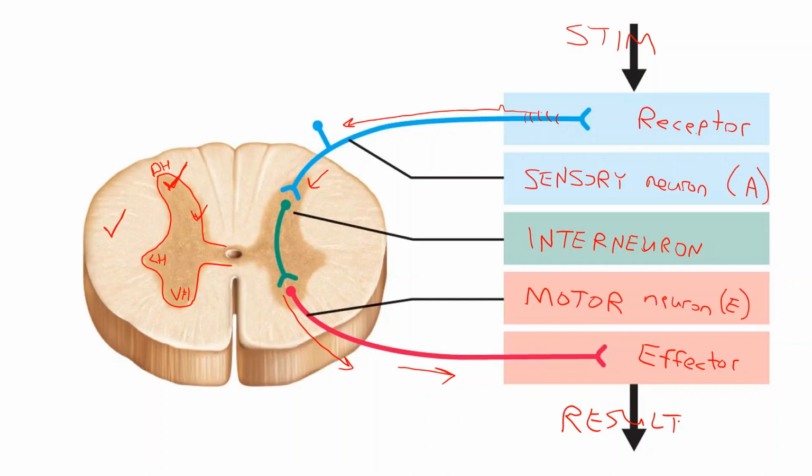Now, all we're going to do in the future is take this image and add complexity, add layers to it as we move through and talk about different parts of the nervous system and how they work.